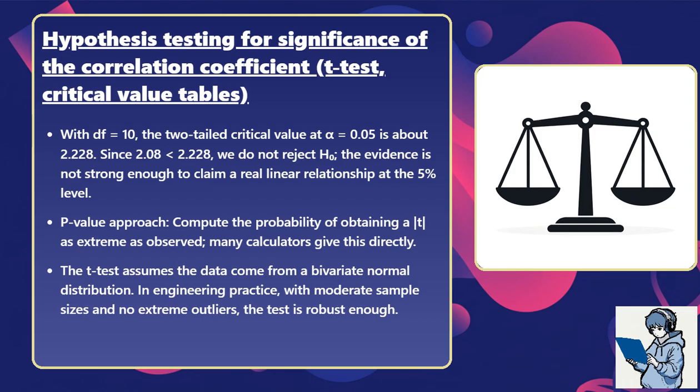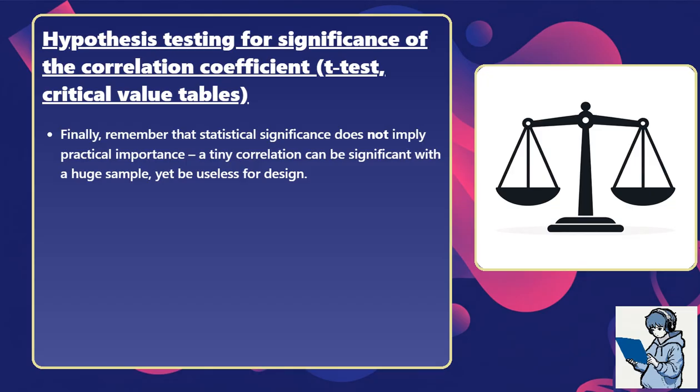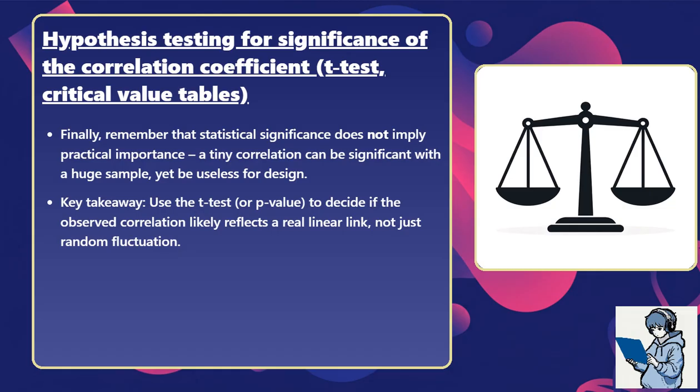The t-test assumes the data come from a bivariate normal distribution; in engineering practice with moderate sample sizes and no extreme outliers, the test is robust enough. Finally, remember that statistical significance does not imply practical importance. A tiny correlation can be significant with a huge sample, yet be useless for design. Key takeaway: use the t-test, or p-value, to decide if the observed correlation likely reflects a real linear link, not just random fluctuation.